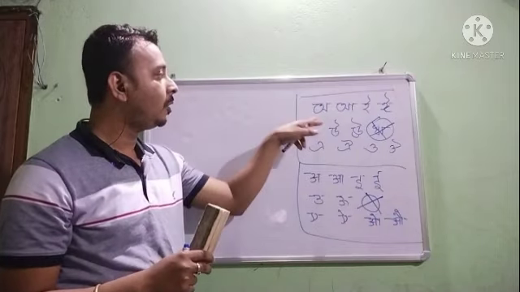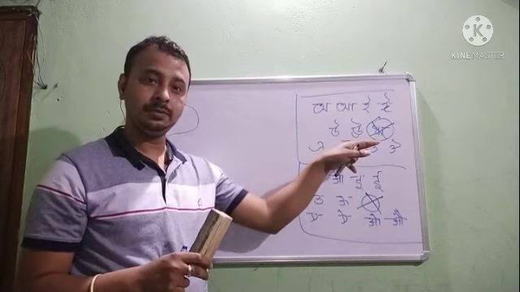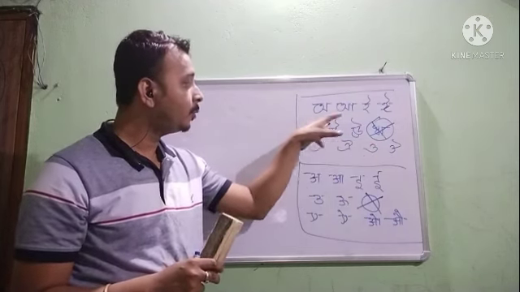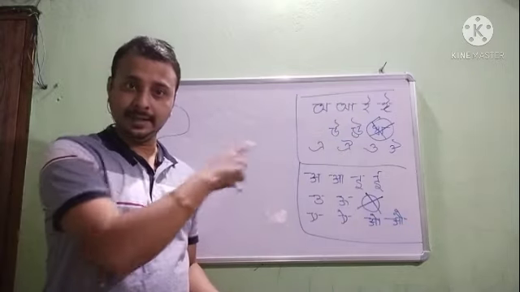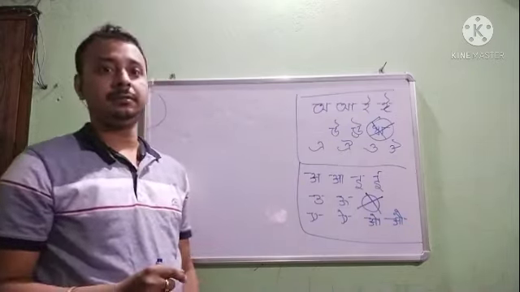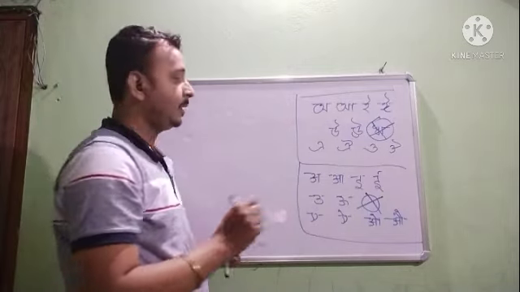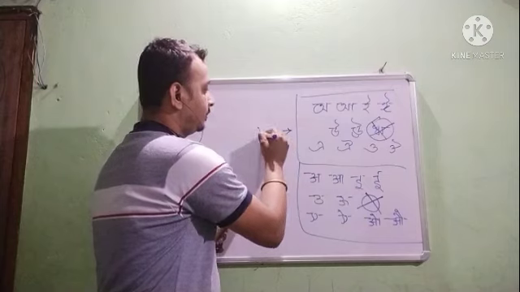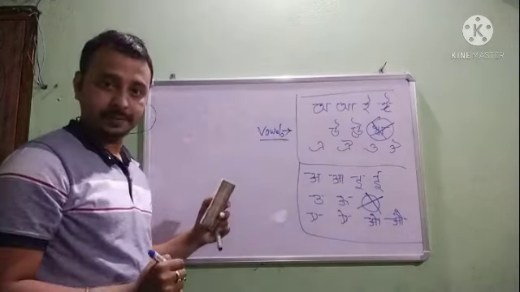Okay. So these are the 10 letters. These 10 letters are vowel sounds. Actually, these 10 letters are representing 10 vowel sounds. So these are vowels. So have you got the concept of vowels?